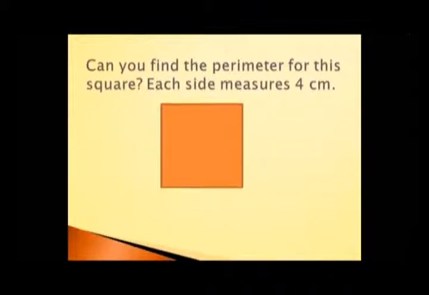Can you find the perimeter for this square? Each side measures 4 centimeters. Now remember, a square has 4 equal sides and 4 equal angles. So, in this example, the length of one side is 4 centimeters. Do you think you can find the perimeter for this square? I'm going to give you a few seconds to think about it and solve it. Then we'll check and see if you are correct.